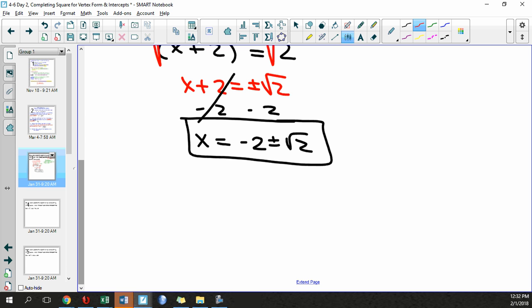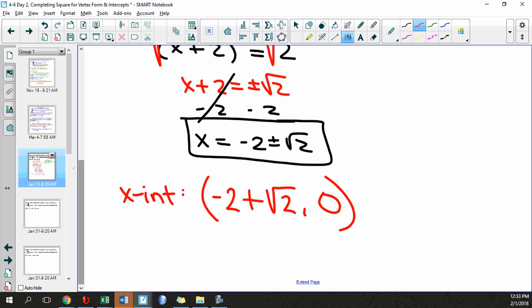The x-intercept is a point on the graph. When you plot points, you're plotting ordered pairs. Would you agree with me? So I want you to write this as negative 2 plus the square root of 2, comma 0, because that's a calculation. And negative 2 minus the square root of 2, comma 0, which is the second x-intercept.